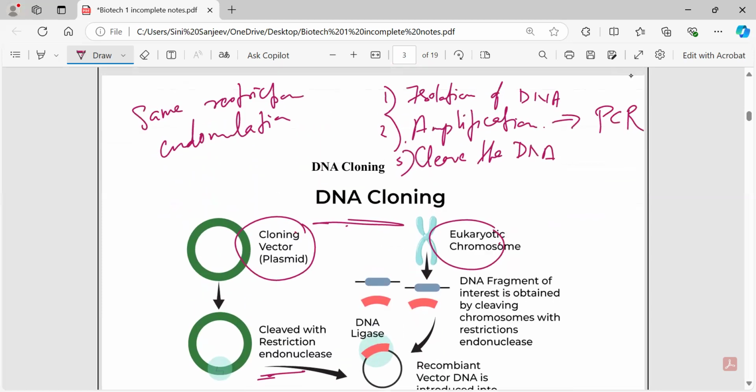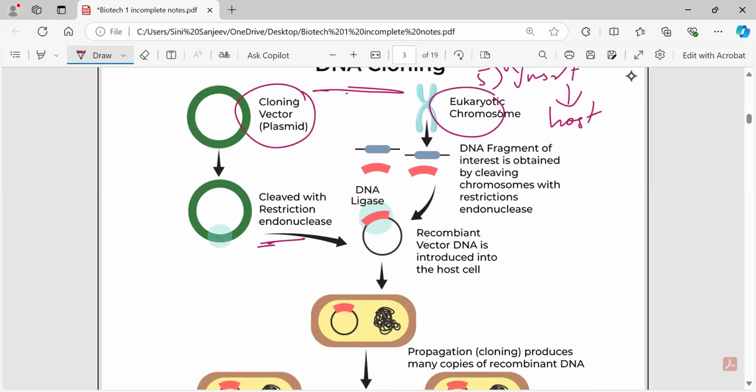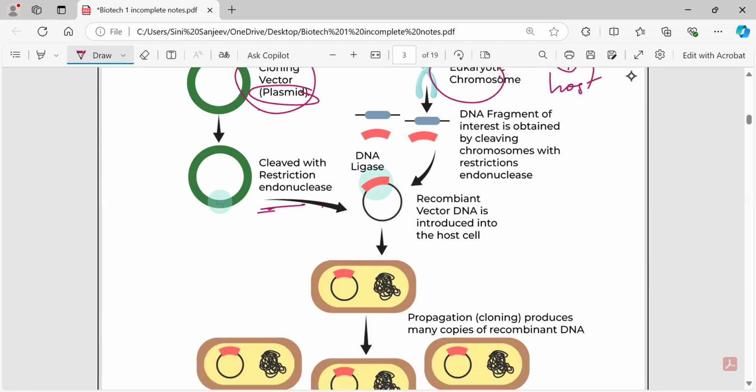Next step is the fourth step, ligation. That means joining your desired DNA with the vector DNA, and finally you insert it into your host. So you get a recombinant DNA with the cleavage of the restriction endonuclease enzyme. In this diagram, you have a eukaryotic chromosome. You have a cloning vector, which is nothing but your plasmid, that is extra-chromosomal DNA. You just have to cleave it using this particular restriction enzyme. Then you insert that rDNA into your host.